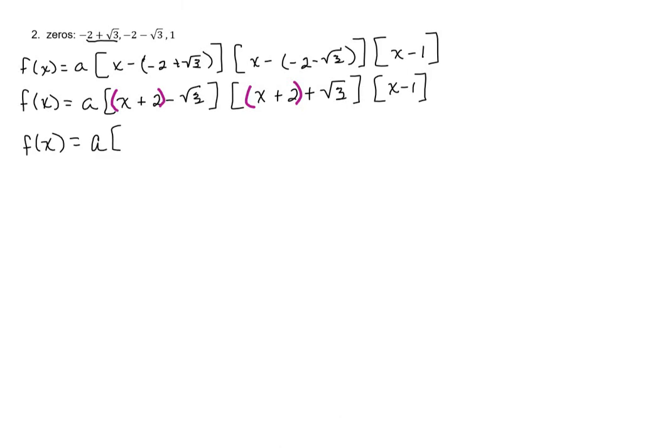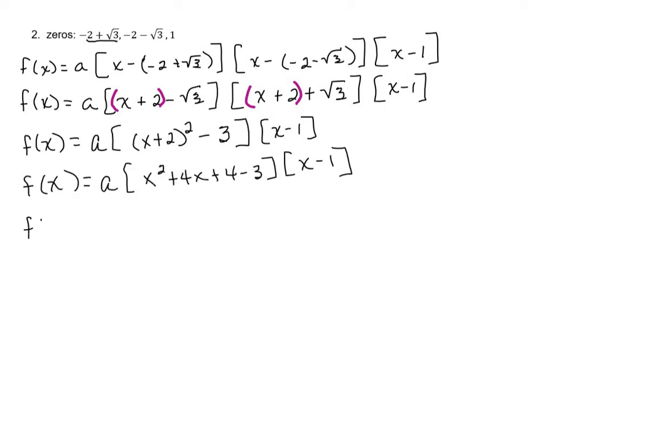So when I multiply x plus 2 times x plus 2, I have x plus 2 quantity squared. The outer and inner terms cancel out, and then I have minus 3 for that last term. Now I'm going to go ahead and multiply out the x plus 2 squared.